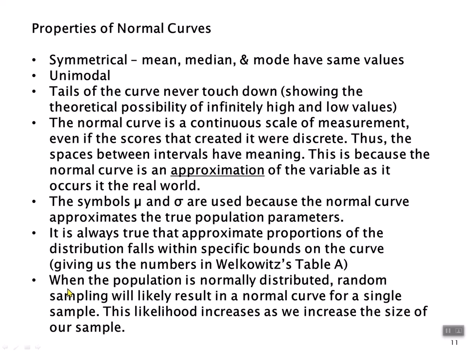When the population is normally distributed, random sampling will likely result in a normal curve for a single sample. This likelihood increases as we increase our sample size.